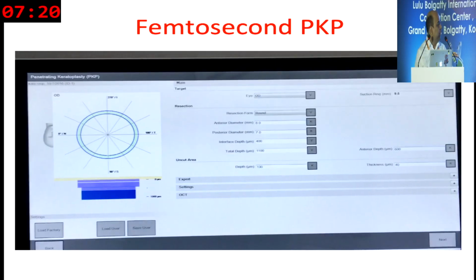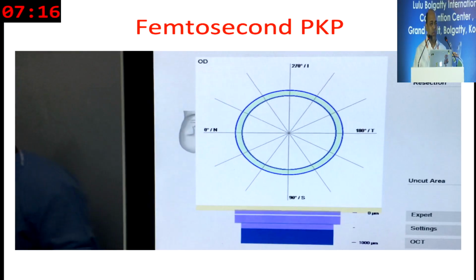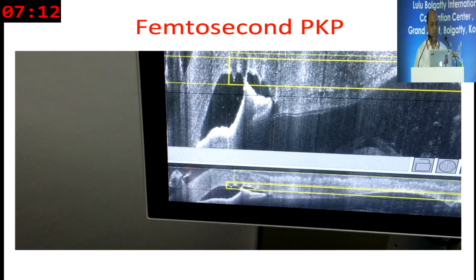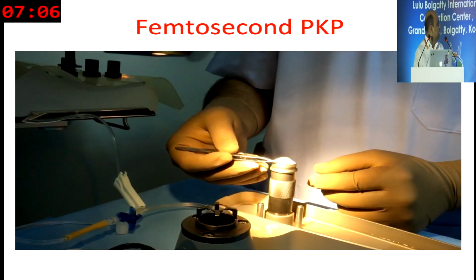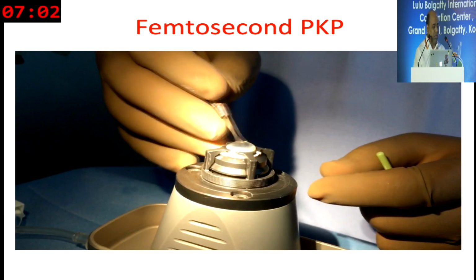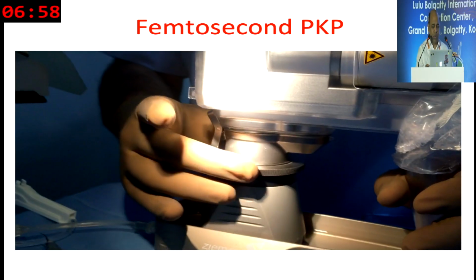This is a video of femtosecond keratoplasty done in a case of corneal scar. With the newer machines, you can play with the energy, increase the energy, so you can cut the corneal scars also. In the old machines, it was difficult to cut scars, but with the new machines, you can cut them. Once the patient's cornea is cut, now this is the donor. It's better to remove the epithelium to have better docking.